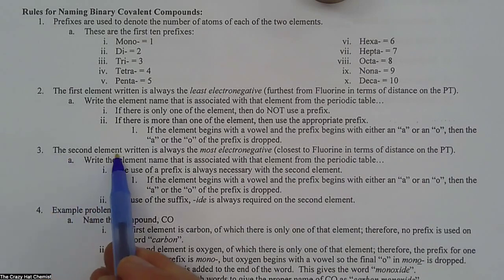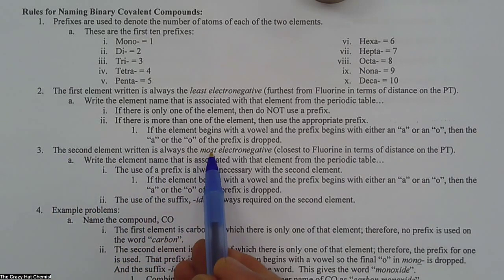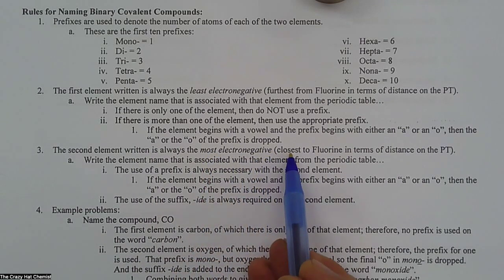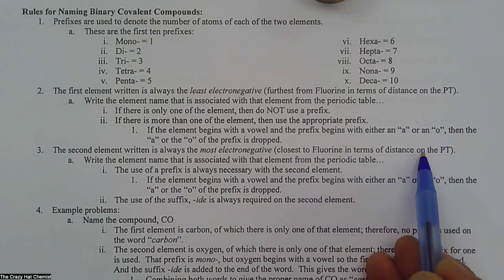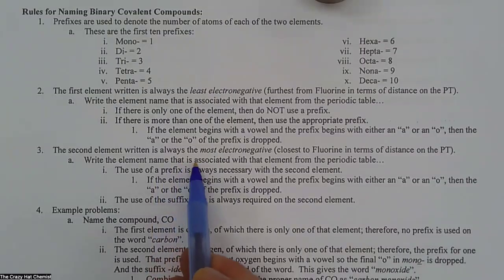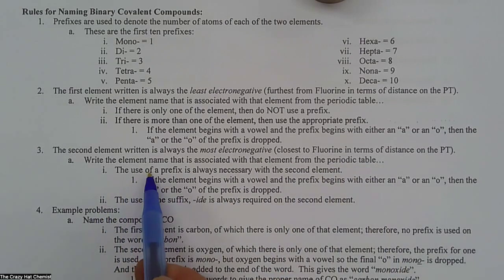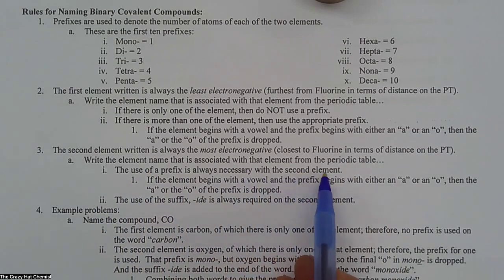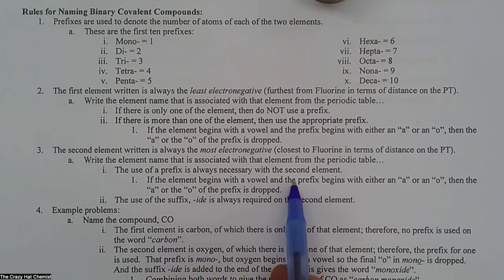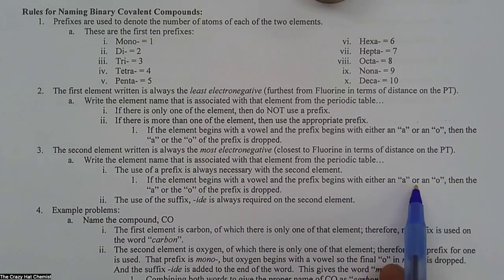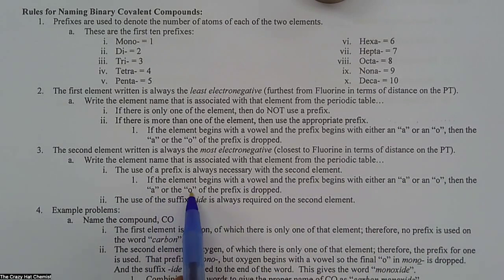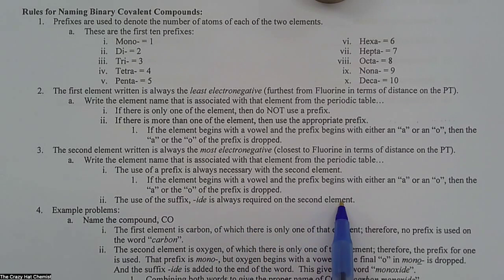Number three, the second element written is always the most electronegative, that is closest to fluorine in terms of distance on the periodic table. Write the element name as it appears on the periodic table. The use of a prefix is always necessary with the second element. If the element begins with a vowel and the prefix begins with either an A or an O, then the A or the O of the prefix is dropped. The use of a suffix, ide, is always required on the second element.